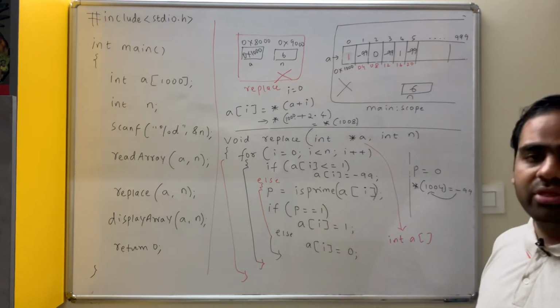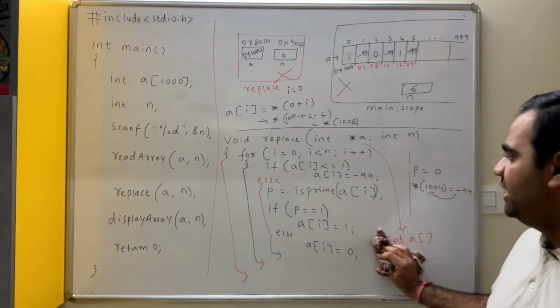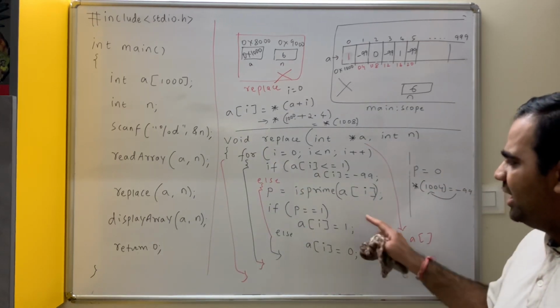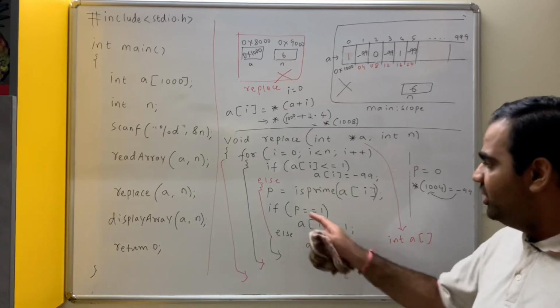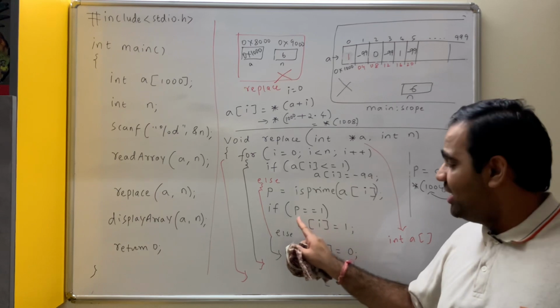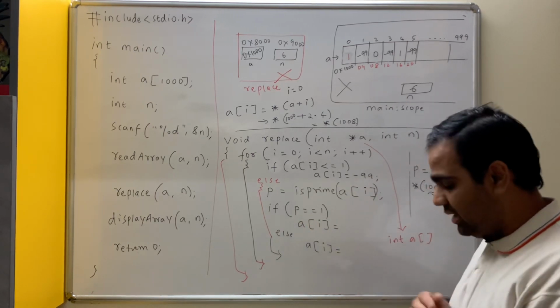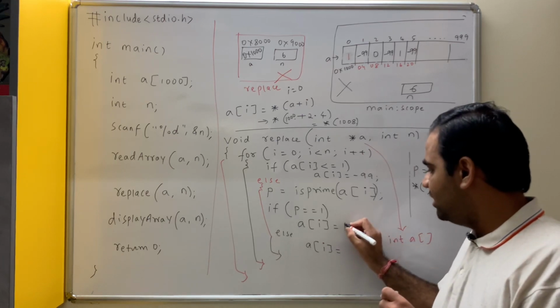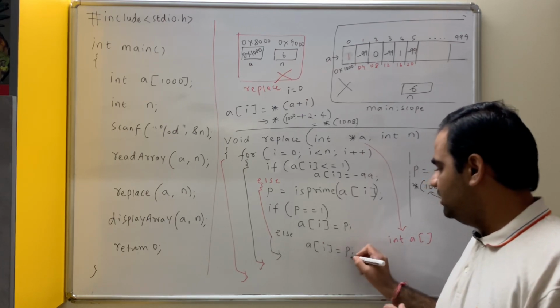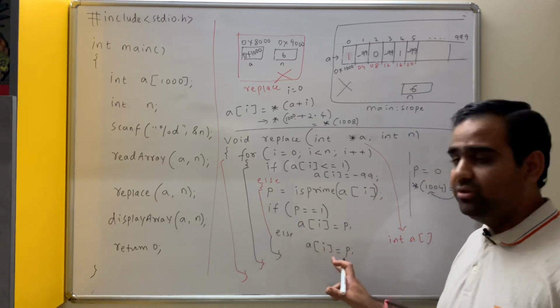Now you may pause the video over here and write the appropriate code. Now how do I write it in a better way? Here, if the value of P is 1, I am writing 1. If the value of P is 0, I am writing 0. That means in general, I am writing P. If P is 1, you are writing 1. If P is 0, you are writing 0.